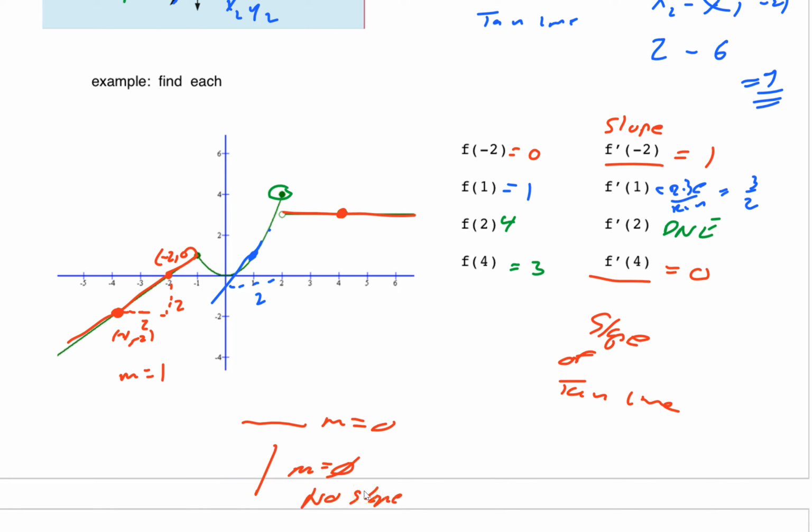So that's how you find slope. That's how you take a derivative when I give you a graph. If I give you a graph, I want to take the derivative, just draw tangent lines and find the slope of them. Because the derivative means slope of the tangent line.